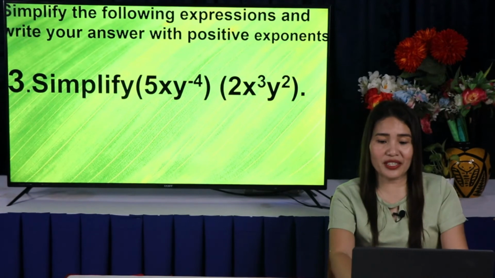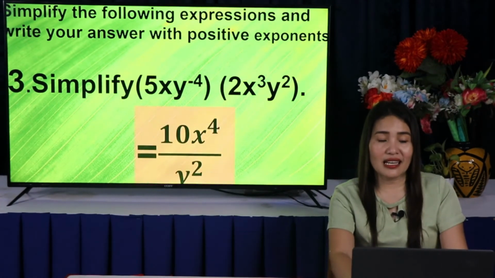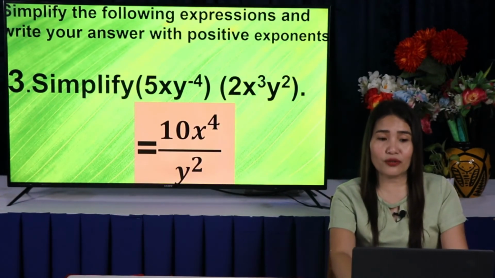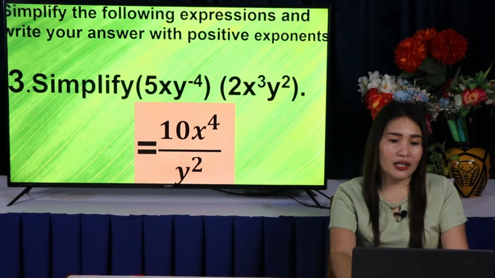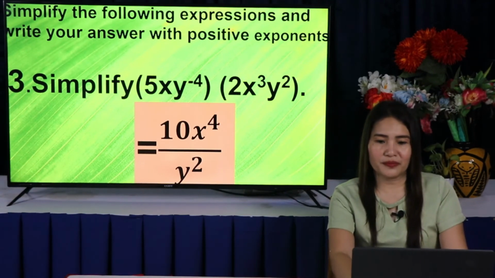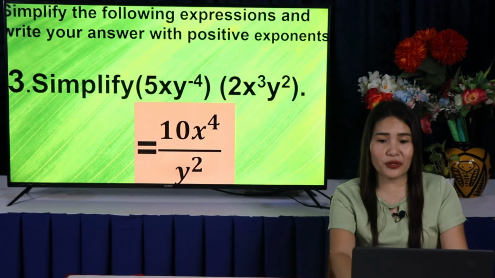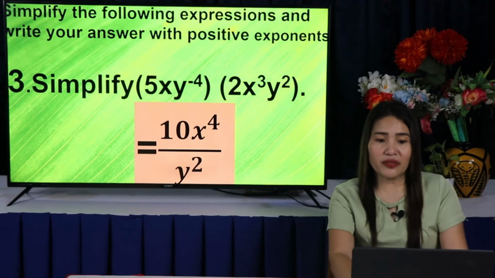What is the correct answer? The answer is 10x raised to 4 over y raised to 2. I hope that you get all the answers correctly. If you did not get all the items right, there is nothing to worry. Remember that there is always room for improvement. So make sure that you practice by solving similar problems at home, as it is the key to solving mathematics.